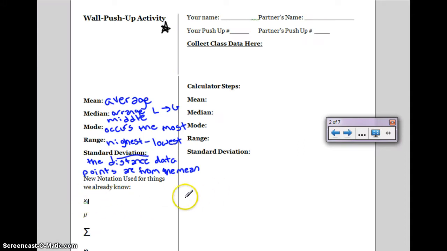X with the little i, and I'll rewrite it here so you guys can see it. X with this little i is going to represent our data points. So for example, if you did 30 sit-ups, 30 would be one of our data points, right? And that little i just represents which one we're talking about. You're also going to see this mu, which looks like a little fancy m. It's a Greek letter mu, and that stands for the mean.